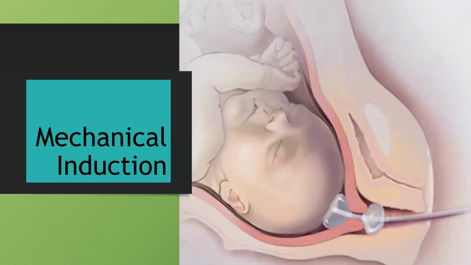Mechanical induction is where we are actually using a tool to mechanically stretch that cervix out. This one is called a Cook's balloon, and it's a lot like a Foley. It's placed by a provider, either a midwife or a physician, and then these balloons are filled up with water. It will put manual pressure on the cervix, and then when the cervix is about 4 centimeters dilated, it will fall out on its own. So that's called a mechanical induction.